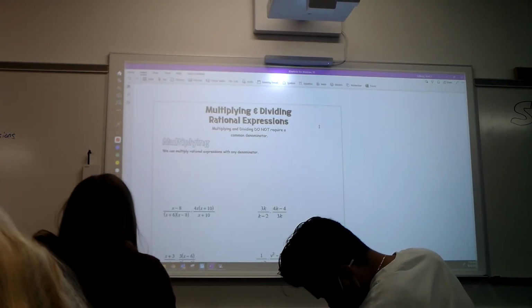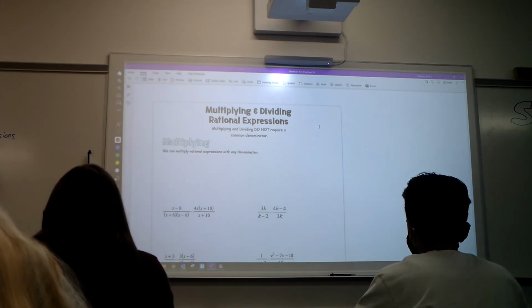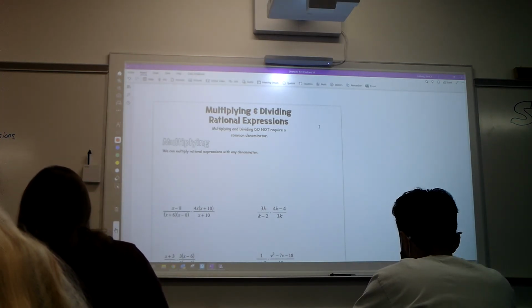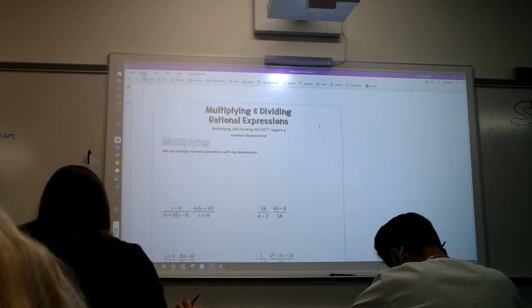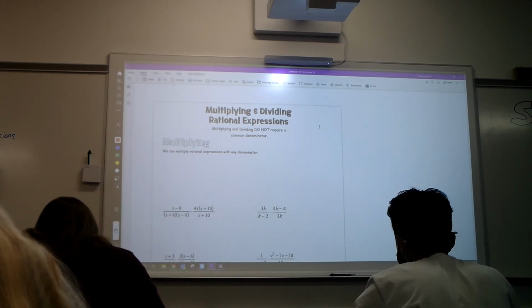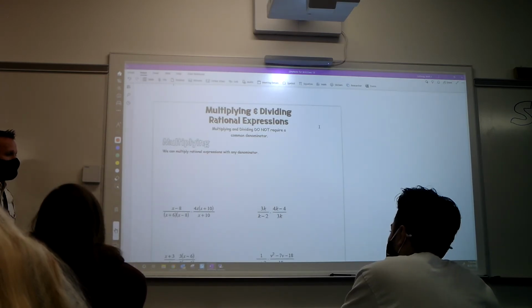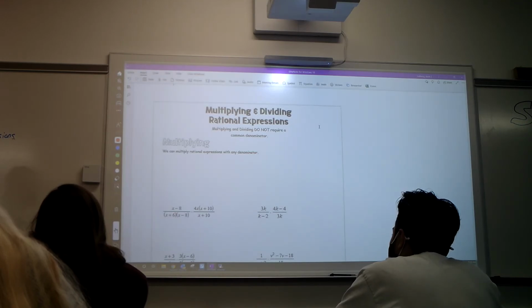Alright guys, so last class we were talking about rational expressions. We learned how to simplify them, right? How to find the excluded values. What we're going to be doing today is talking about how to multiply them and how to divide. And it's actually really, really simple, okay? If you know how to factor, that is, then it's really simple.